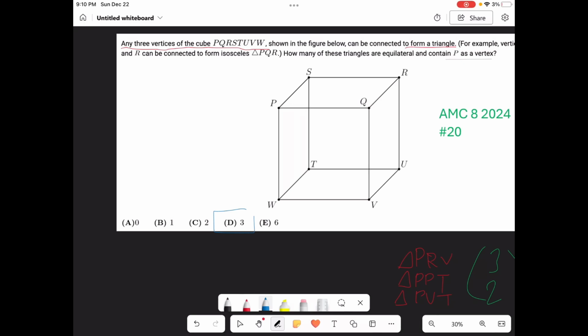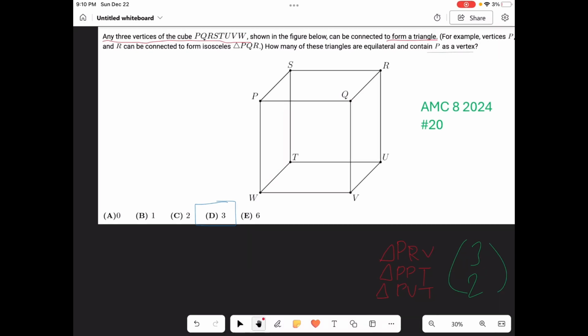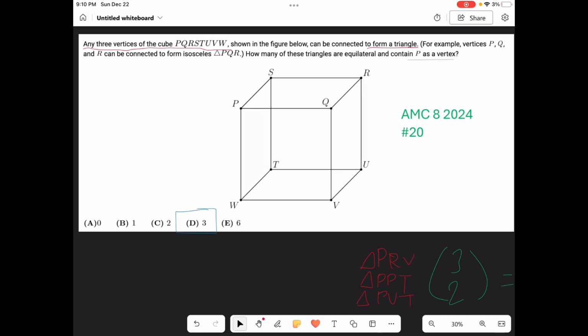I hope you guys enjoyed this video about cubes and equilateral triangles. The key idea in this problem was to think through what truly makes up an equilateral triangle. By understanding these foundational things, we can easily either list everything out or use our handy combinations tricks.